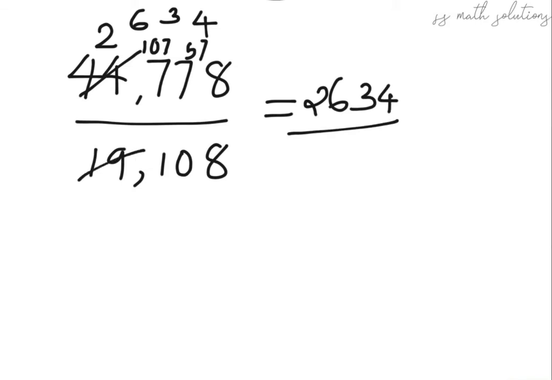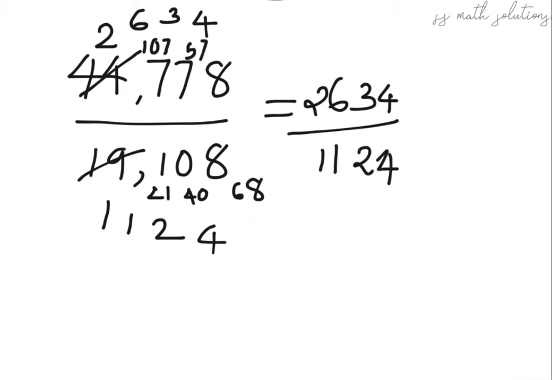Now here 17 into 1, 17 only, remainder 2, so 21, again 17 only. Now 21 minus 17, right? So 4 will come, 40. 17 into 2 is 34, remainder 6, so 68 will come. So the 68, 17 into 4 is 68. So our number is 1124.